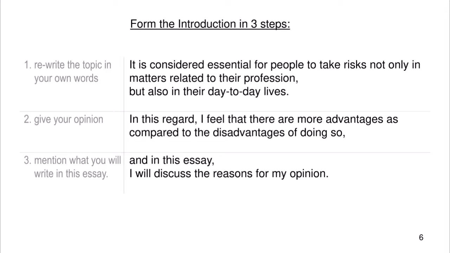1. Rewrite the topic in your own words. 2. Give your opinion. And 3. Mention what you will write in the essay. It is considered essential for people to take risks, not only in matters related to their profession, but also in their day-to-day lives. In this regard, I feel that there are more advantages as compared to the disadvantages of doing so, and in this essay, I will discuss the reasons for my opinion.